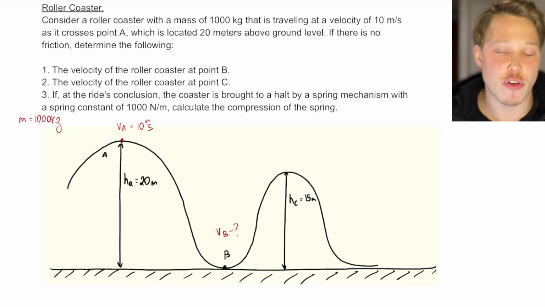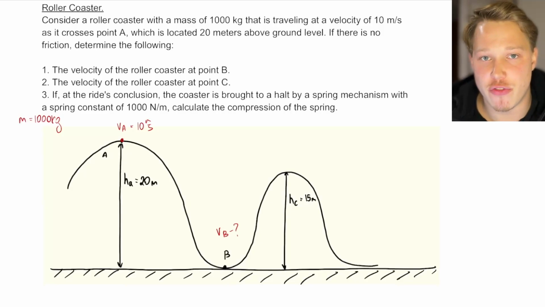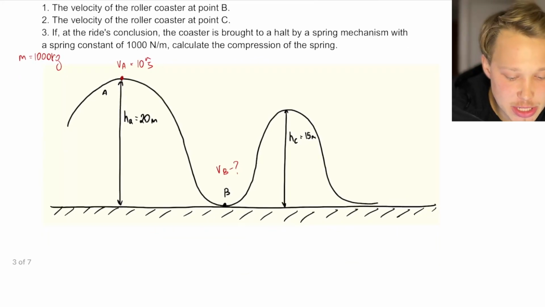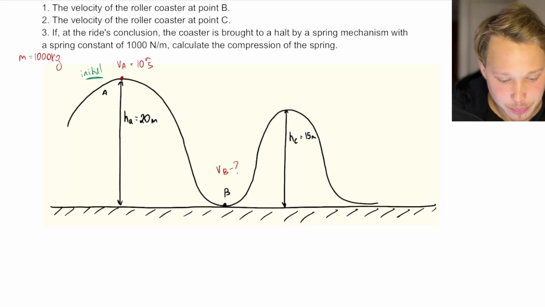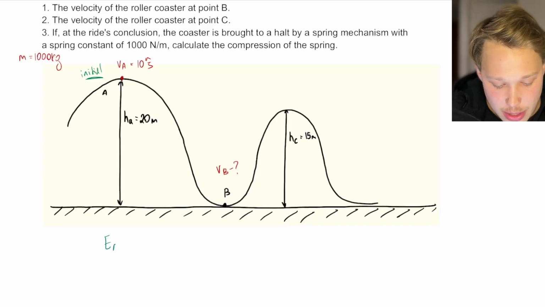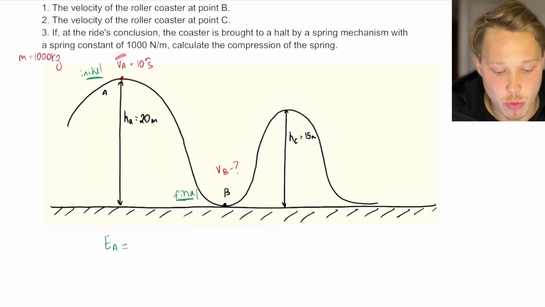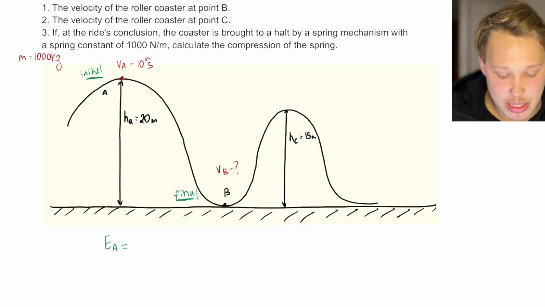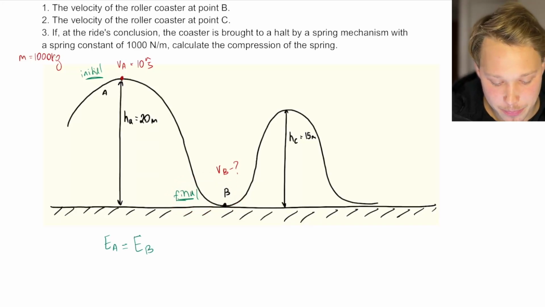So let's go through our first step. What are the initial and final moments in question? What do you think? Well, it would make sense to make A our initial moment, and our final moment B, because at A we know all the information, and at B is what we have to solve for. So let's say our energy at A is equal to energy at B.